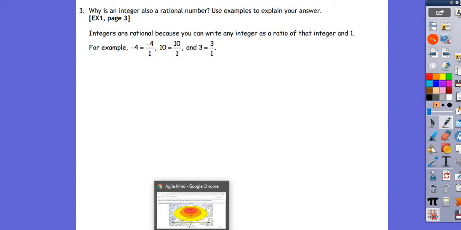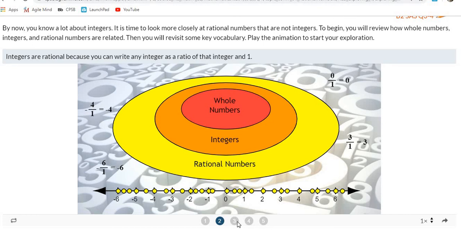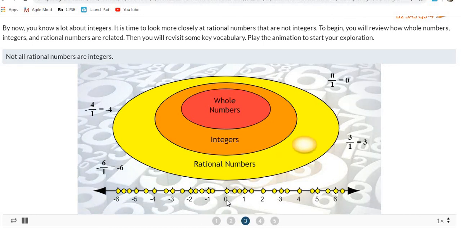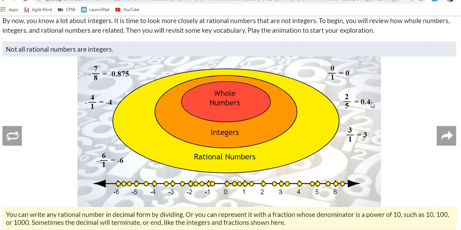Okay, continuing on. Looking at more here. Not all rational numbers are integers though. For instance, 2/5 is 0.4 or 4/10, and that's a decimal. That's not an integer or whole number, so it's just considered a rational number. Same thing with -7/8. It does not simplify to a whole number or an integer, so it's just considered a rational number.